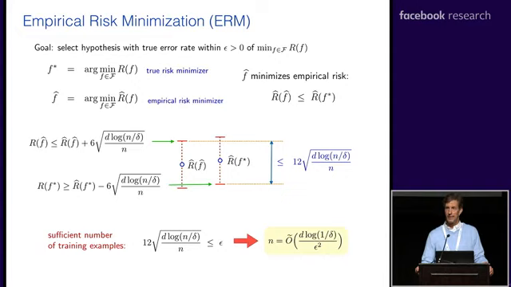And then we just invert that to solve for what n should be. And we find that n should be something like d log 1 over epsilon, or d log 1 over delta, divided by epsilon squared. So what is that telling us? It's saying that if you're in a higher dimensional feature space, or a larger VC class, or higher VC dimension, you're going to need more training data.